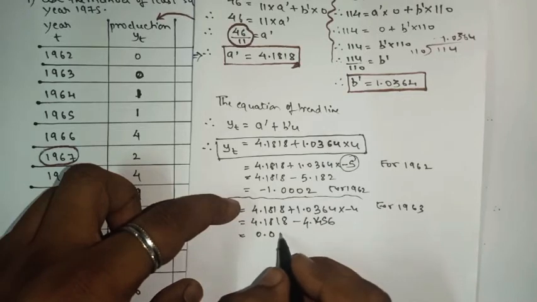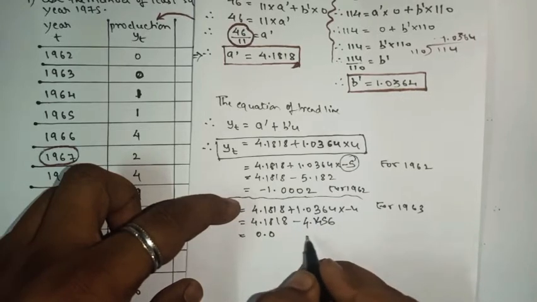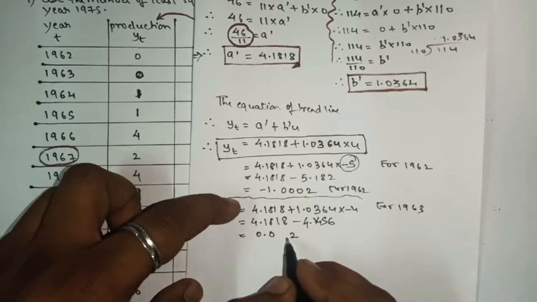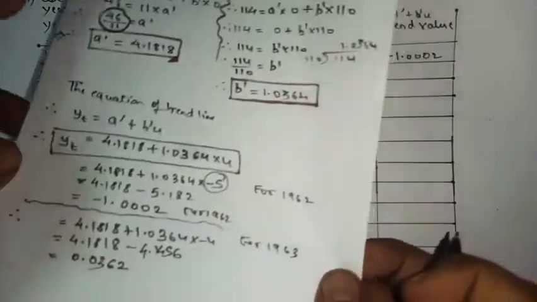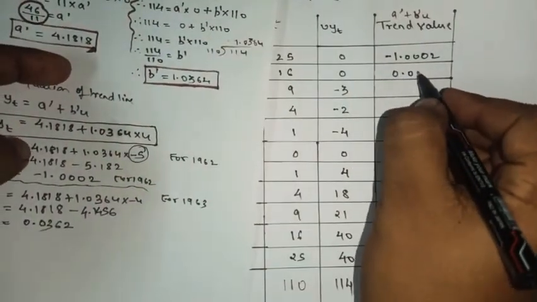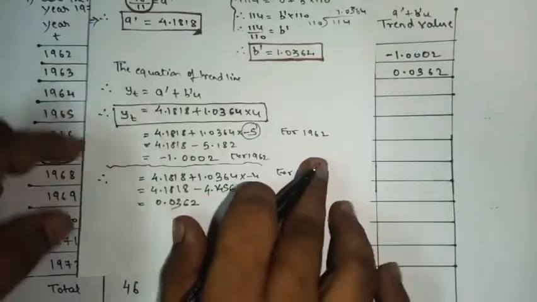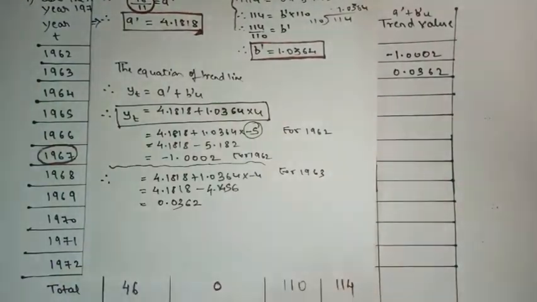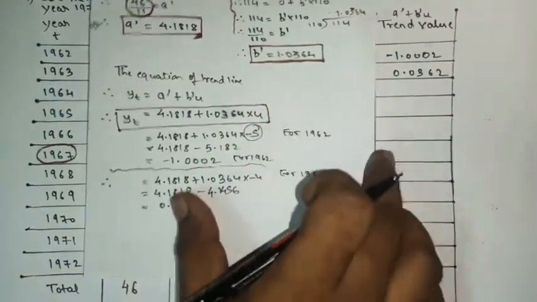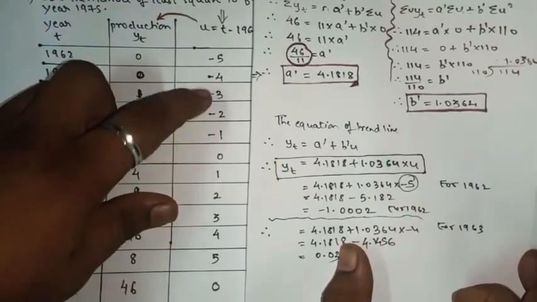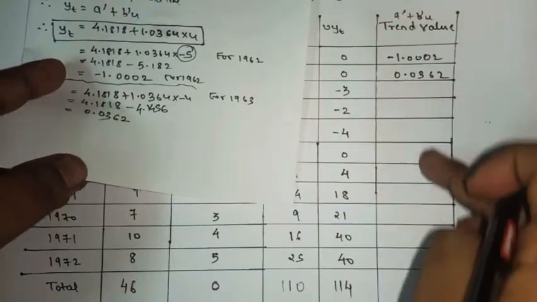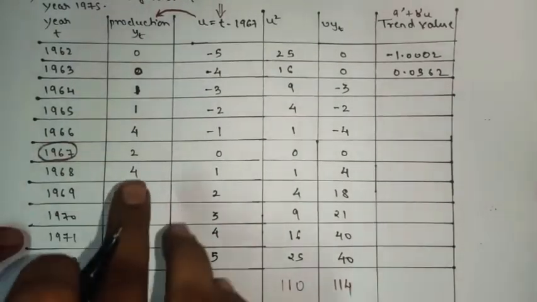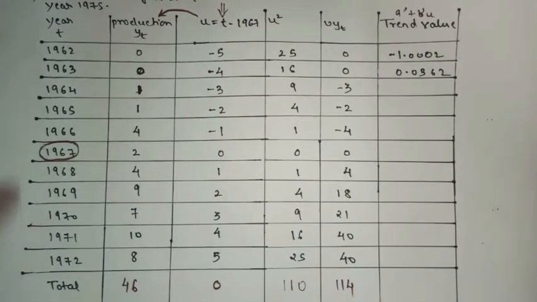So when you solve this part in this way, 8 minus 6 is 2, 6, 3. So you will get 0.0362. So using this formula, replacing the value of u first by -5, then by -4, then by -3, then by -2, then only you will get the value, then only you will get the column number sixth one, that is trend value.